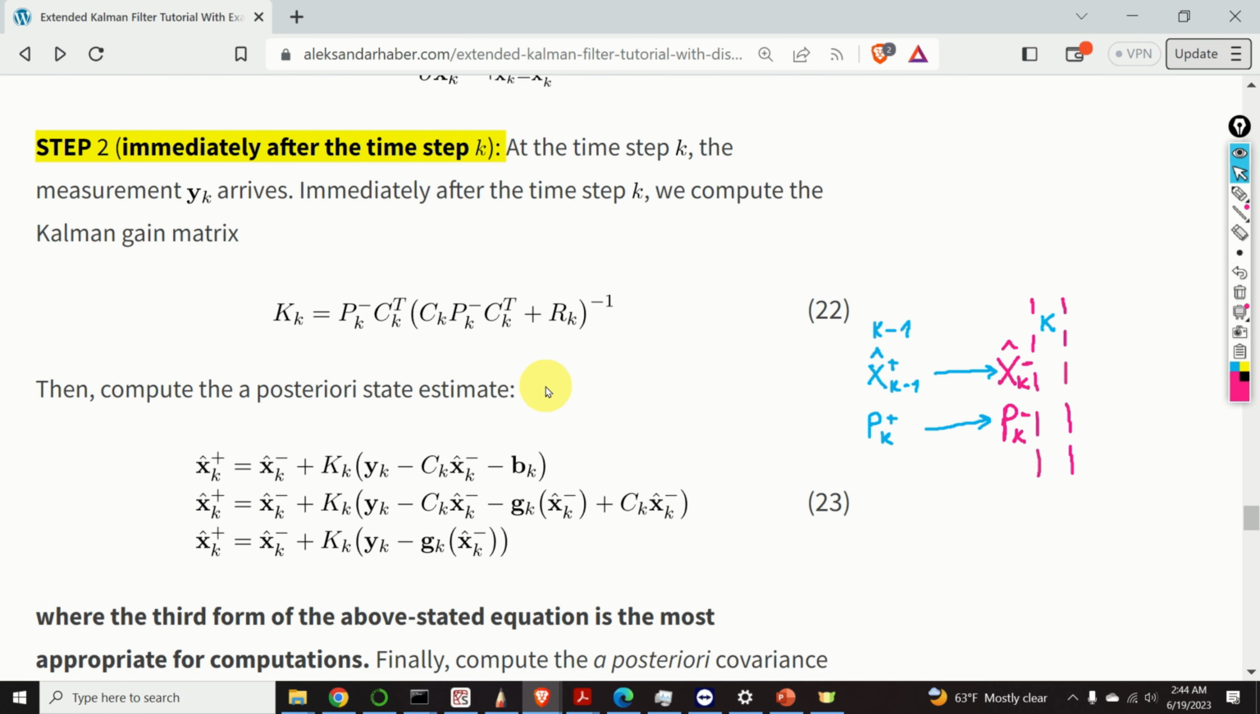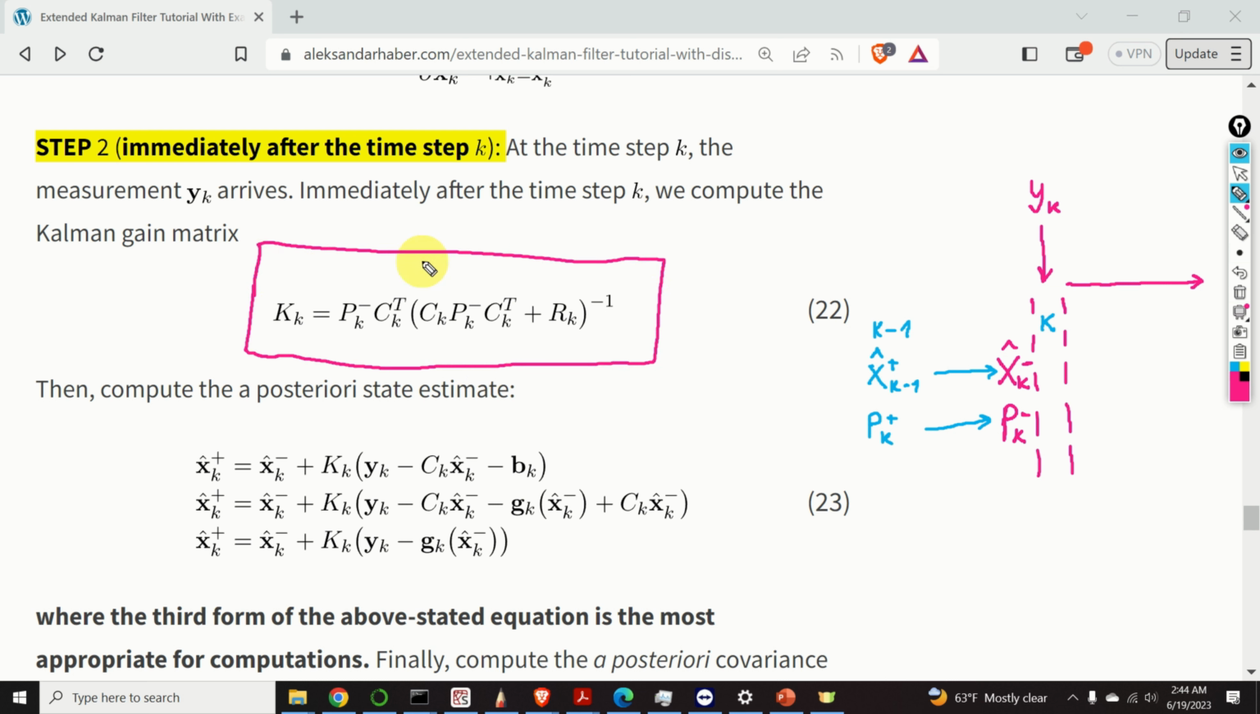Next, let's explain step number 2. This step is obtained immediately after the time step k. That is, over here. At the time step k, the measurement y k arrives. We can collect this measurement by using a sensor. Immediately after the time step k, we compute the Kalman gain matrix given by this equation. R k is the covariance matrix of the measurement noise. C k is the Jacobian matrix of the output equation. P k minus, P k with the superscript minus, is the a priori covariance matrix. And by knowing these quantities, we can compute K k. That is, we can compute the Kalman gain matrix.